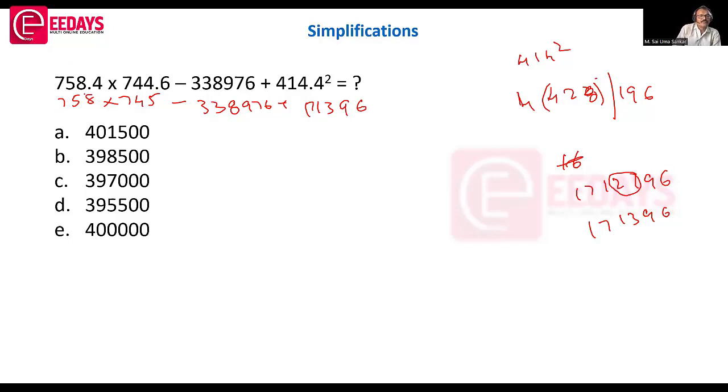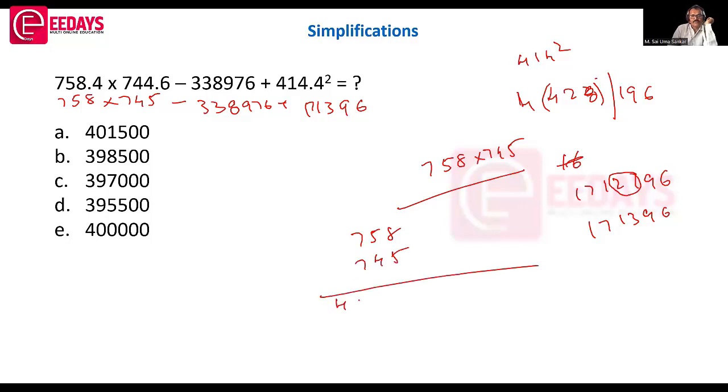And what about this value? 758 into 744. Okay, so ఇక్కడ మనం క్యాలిక్యులేట్ చేయాల్సింది తప్ప ఇక్కడ మనం చేయడానికి కూడా ఏమీ లేదండి. 758 into 745. Right. 758, 745. So this is equal to 49 and this is 28 plus 35. That is equal to 35, 55 plus 8, 63.